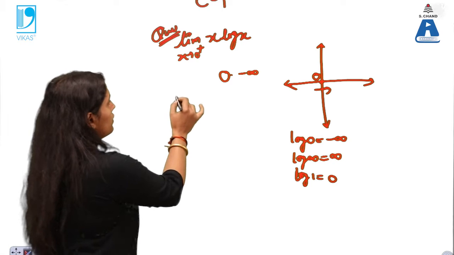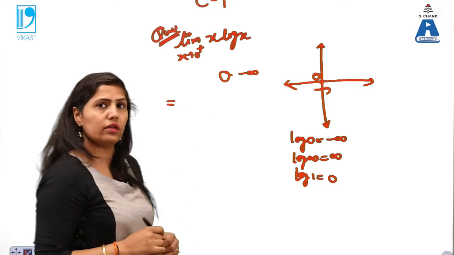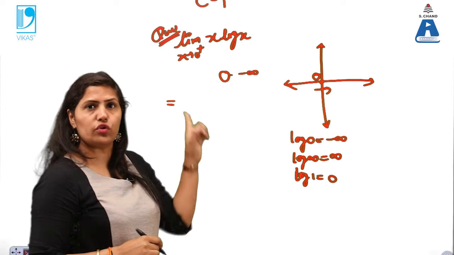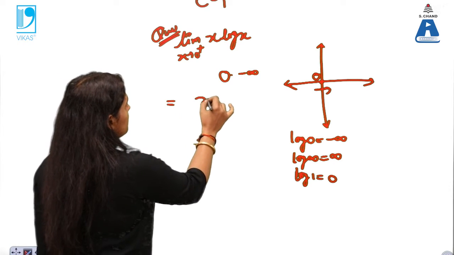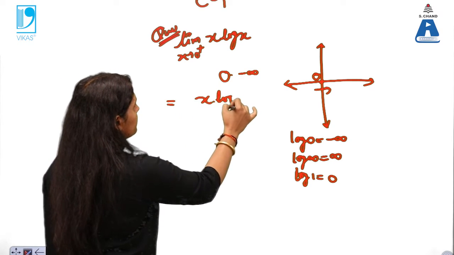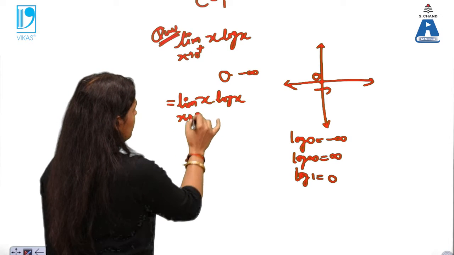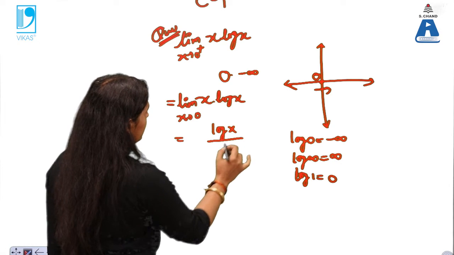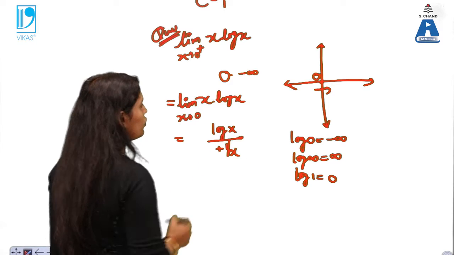And how to solve such a problem? Whenever you have 0 into infinity or infinity minus infinity, the rest of the forms, you always convert to 0 by 0 form. So how can you do it? Let's see. This is x log x. I'll write it in a way that it becomes 0 by 0 form. There are two ways anyhow.